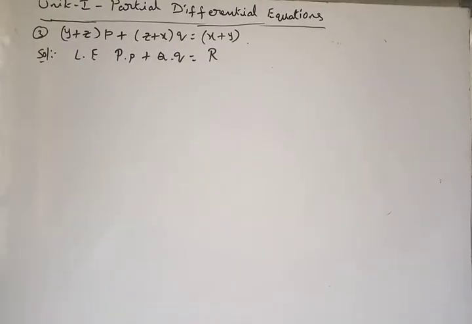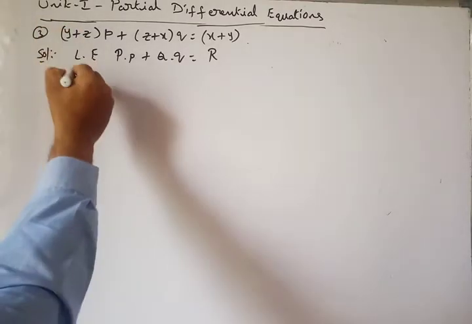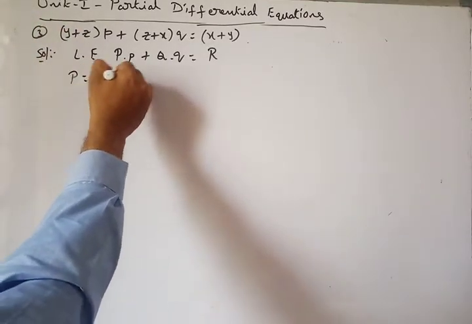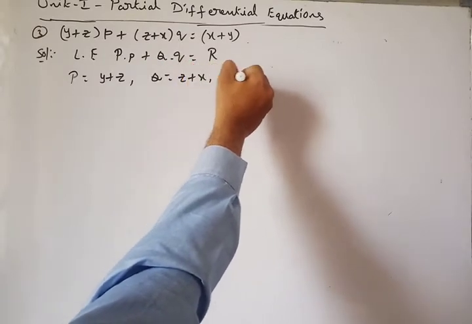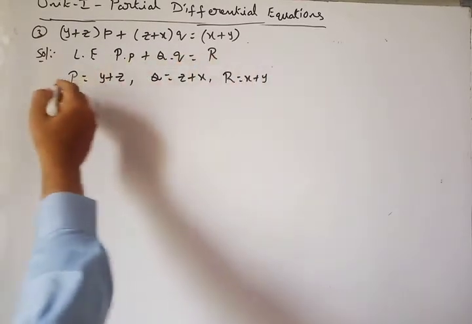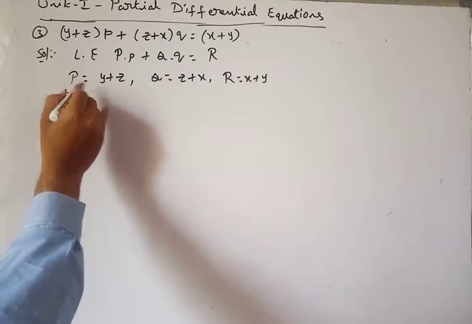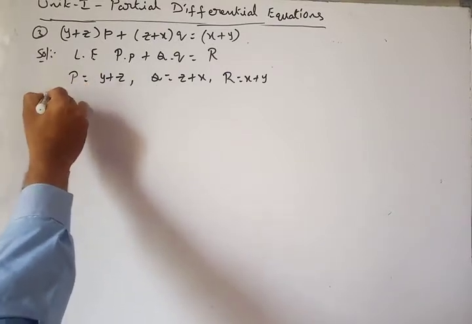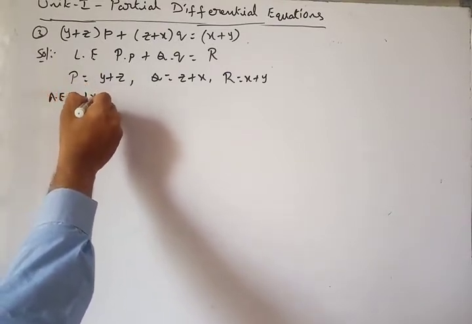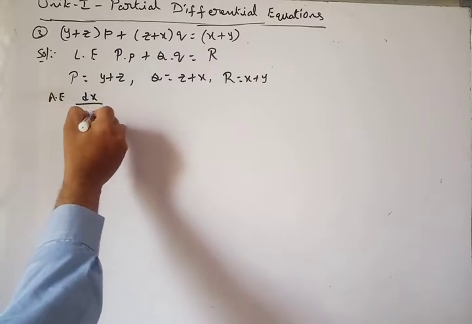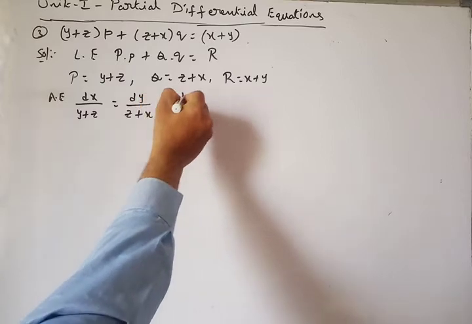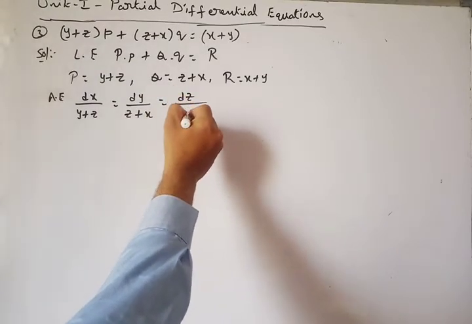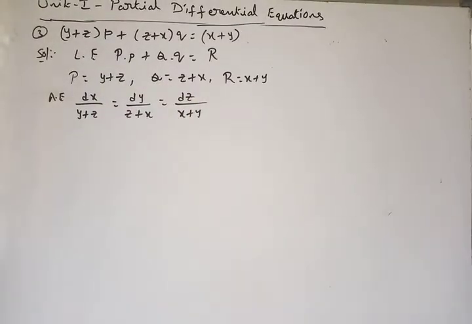So what I get here? Capital P is equal to y plus z, and capital Q is equal to z plus x, and capital R is equal to x plus y. Right. Now write down your auxiliary equations. Auxiliary equations are: dx by capital P, what is capital P? y plus z, is equal to dy by z plus x, and is equal to dz by capital R, what is capital R? x plus y.